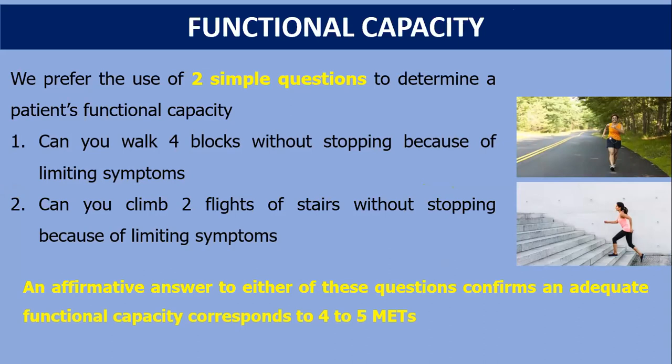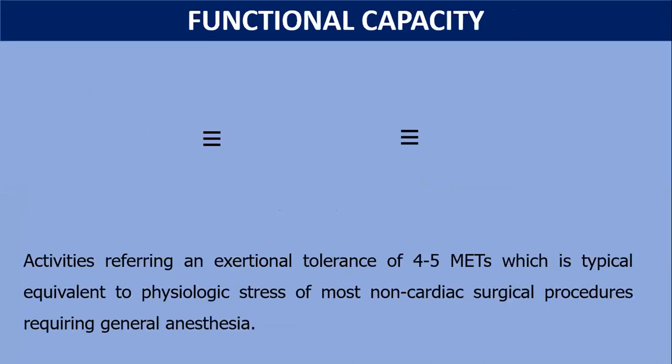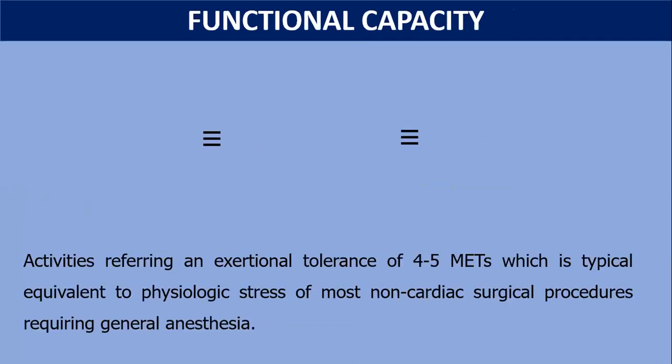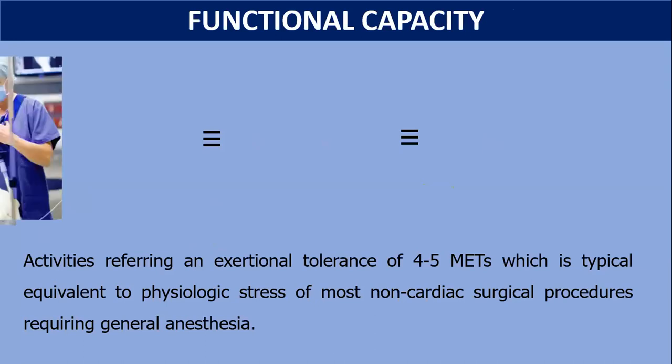So it is said that the more blocks a person can walk, or the more flights the person can climb, the greater the functional capacity and the less the incidence of cardiovascular complications. Why is this 4 to 5 METs so vital for assessment of functional capacity? Because an exertional tolerance of 4 to 5 METs is typically equivalent to the physiological stress of most non-cardiac surgical procedures requiring general anesthesia.